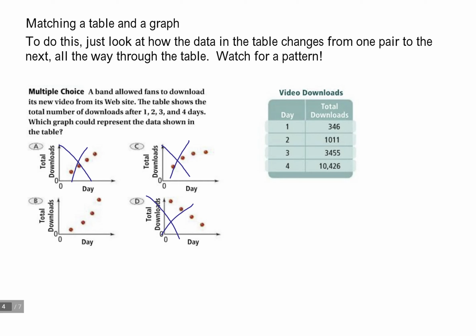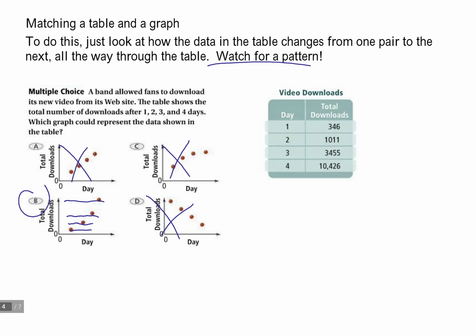If I draw a line here, and then I draw a line like this, and then a line like this, see how those lines are getting farther and farther apart as we go? That is showing growing more and more each day. So the answer is B. That's what we need. So when I say watch for a pattern, those are the types of patterns that we're looking for when we're doing a problem like this.